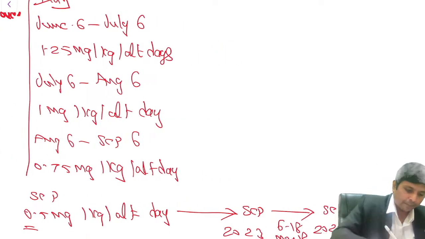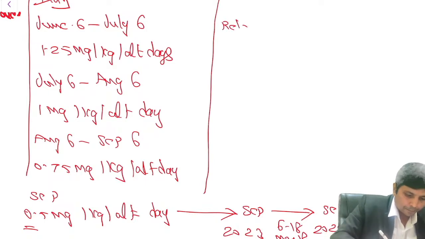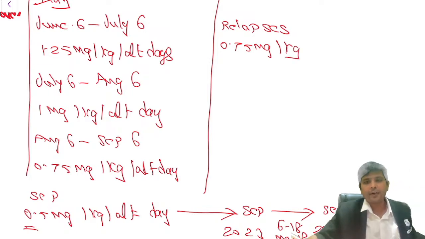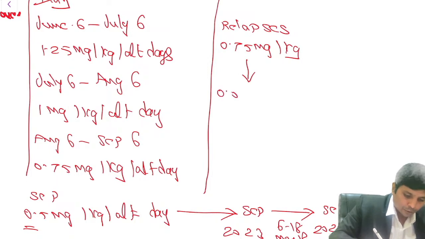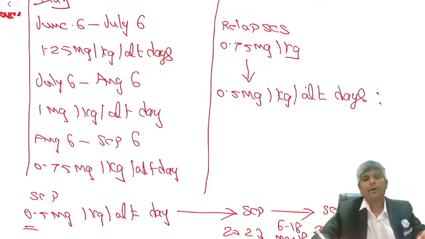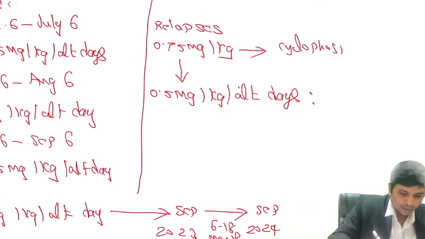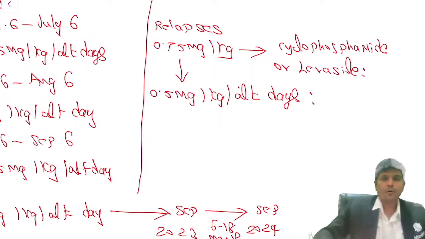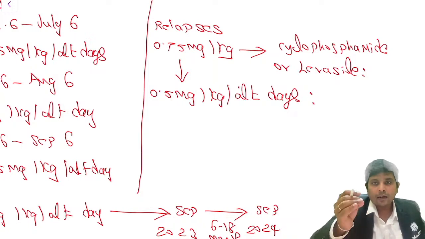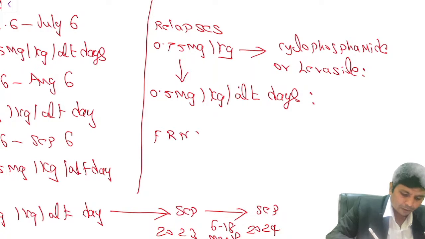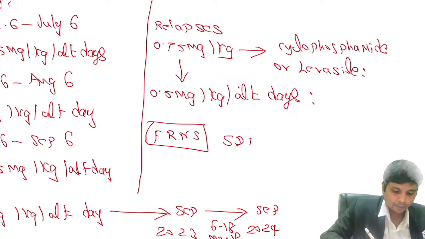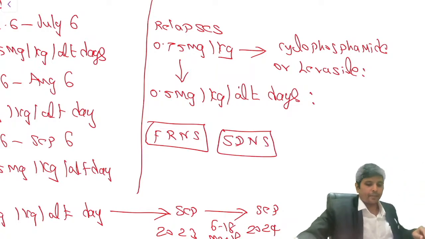But if the child relapses at 0.75 mg per kg, it means what you need to do? You need to reduce the dose to 0.5 mg per kg on alternative days. But the child will require an additional 0.25 mg per kg that should be replaced by oral cyclophosphamide or oral levamisole. So this is the treatment for steroid frequently relapsing nephrotic syndrome, and it is also the treatment for steroid dependent nephrotic syndrome.